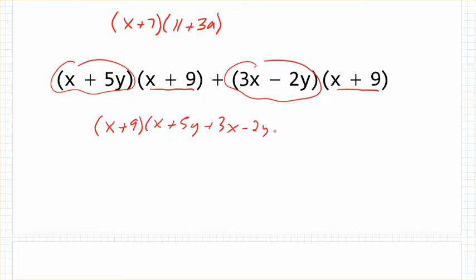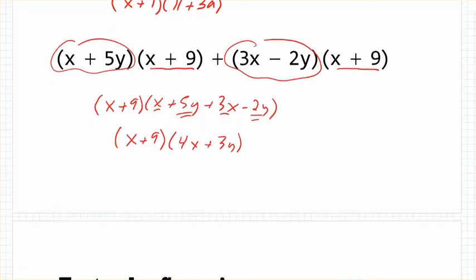Minus 2y. And then, of course, as with everything else we do when we work with polynomials, we want to combine like terms. We see the x and the 3x will give us 4x, and the 5y and the minus 2y will give us 3y. And then that would be in factored form.